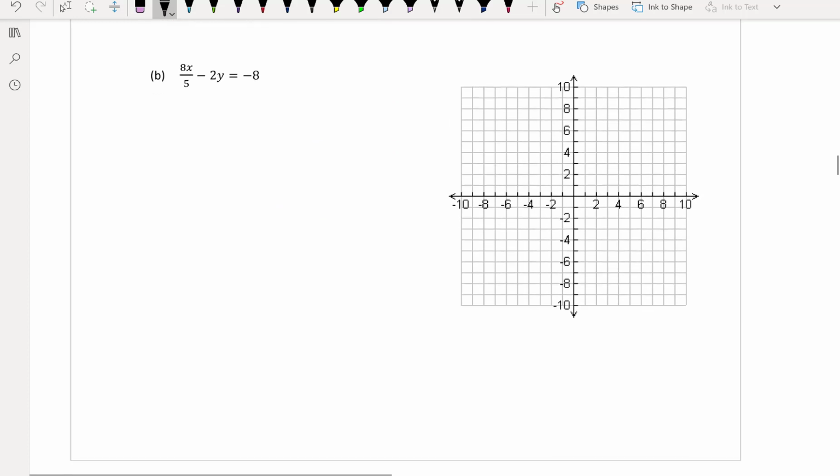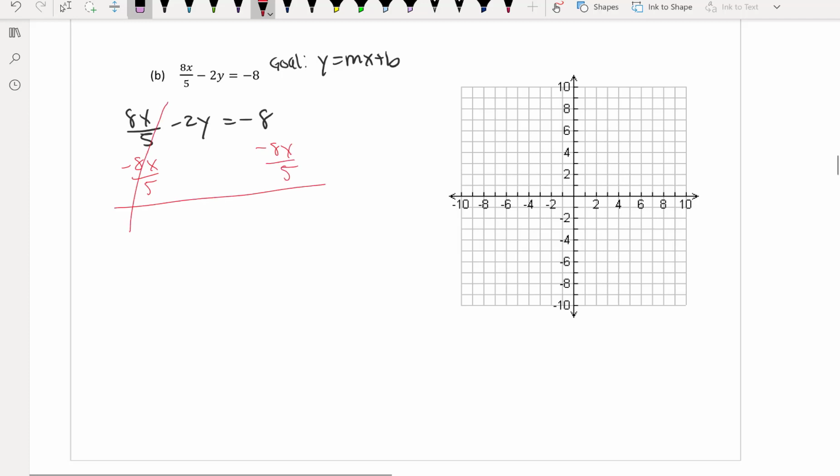And I'm going to do the exact same thing for part B. I still want to get the y isolated, so the goal is to get it into the y equals mx plus b form. So I have 8x over 5 minus 2y is equal to negative 8. So I'm going to subtract 8x over 5.